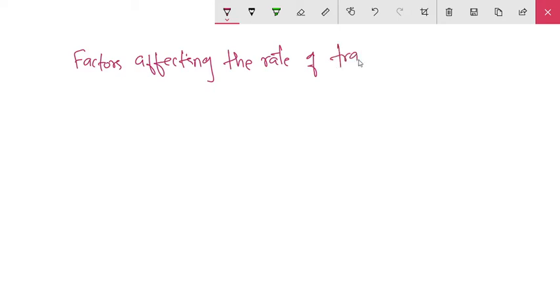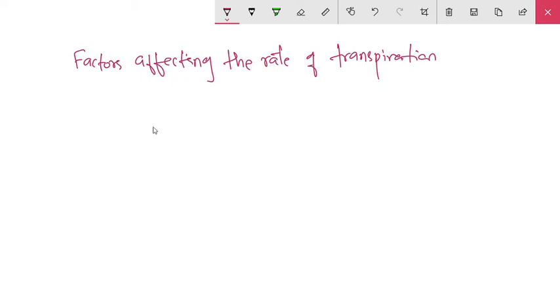Students, today we are going to discuss the factors affecting the rate of transpiration. Transpiration means the loss of water in the form of vapor through the living tissues or through the leaves. That is known as transpiration.